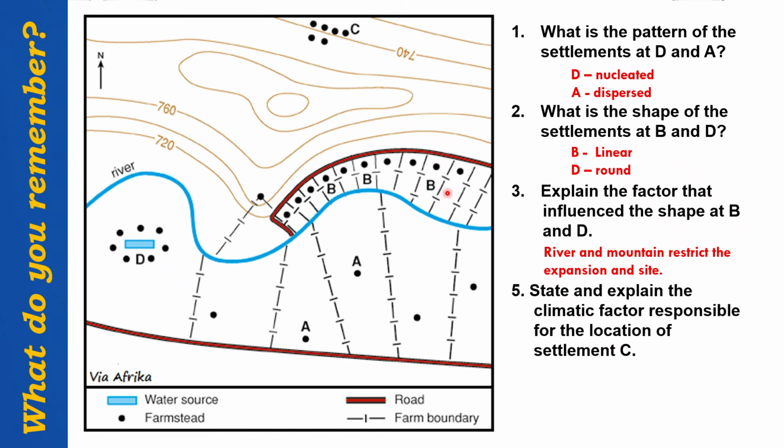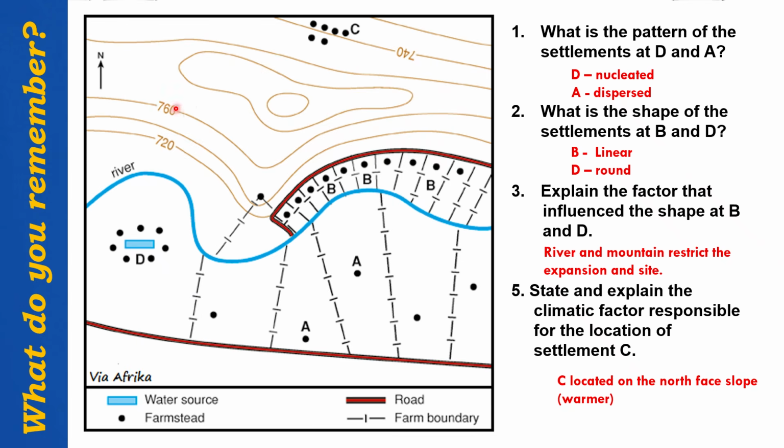Okay, C. State and explain the climatic factor that is responsible for the location of settlement at C. Now look, there's a north point here. If you remember your topic on aspect, you know that in the southern hemisphere, the north-facing slopes are warmer. That's the climatic factor. Remember, aspect is under our climate and weather. How do we know it's a north-facing slope? We can see this is a north point. This is the top of a hill.